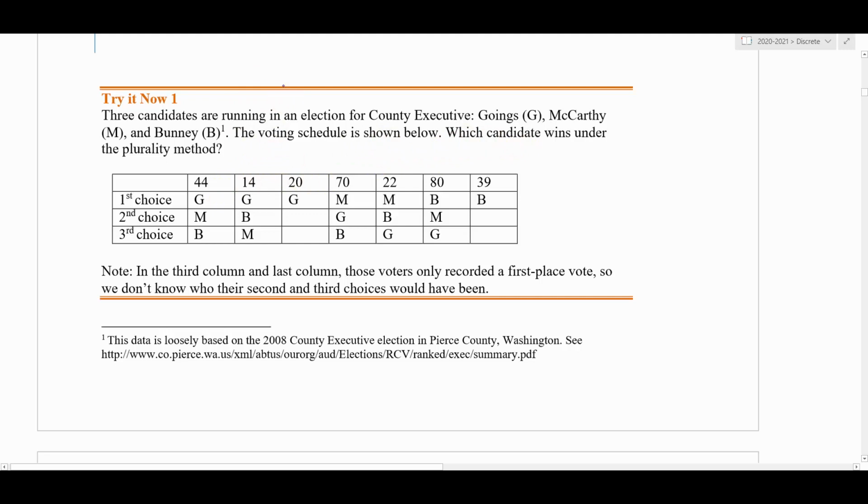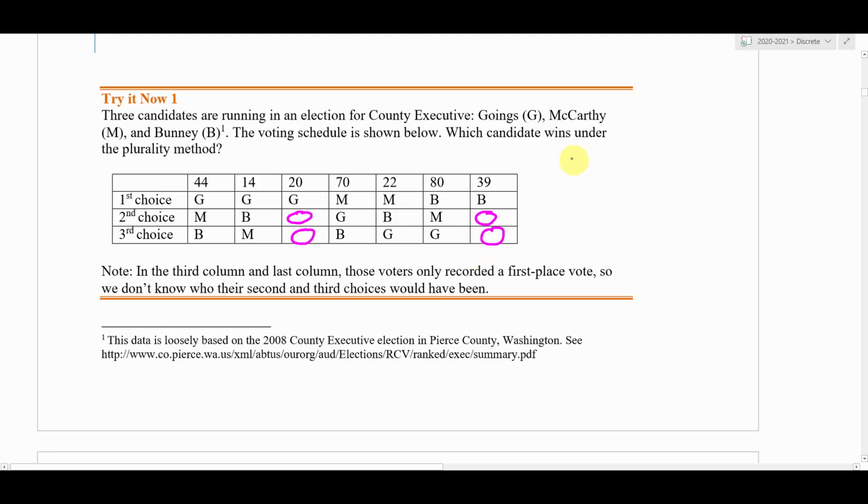All right, so they were nice for us. They've already constructed our preference schedule, and notice we don't have any second or third place selections here for these 20 voters. They only gave their first preference and declined to give their second and third. Also, these 39 voters over here also decided not to give a second or third place choice. But that's okay because we're doing a plurality method and we really only care about the first place votes.